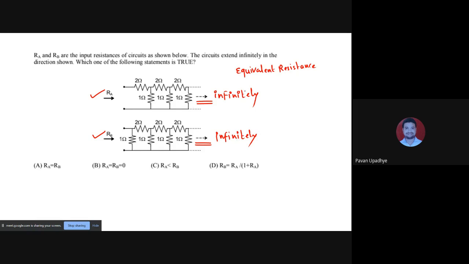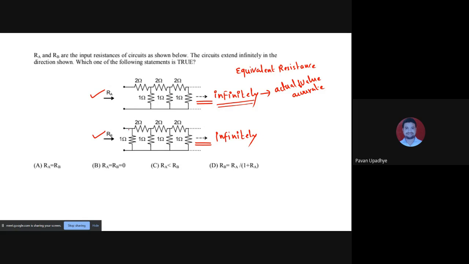Now look at this carefully. The word infinitely extending is so difficult to absorb that you will never be able to find the actual value of RA and RB. The actual precise value or accurate value cannot be found in such a case. But then how to solve such numericals? The only thing is you have to look at the given circuits carefully.